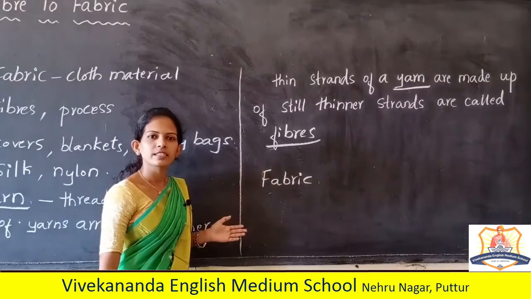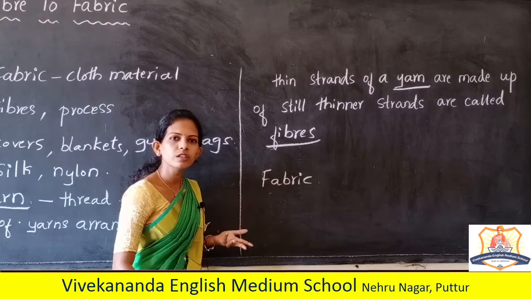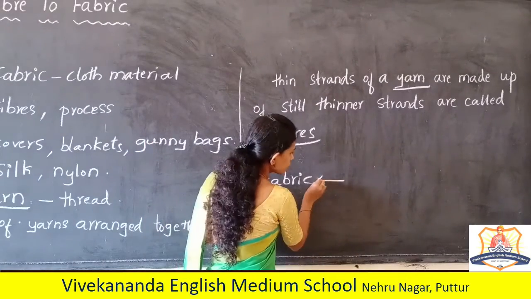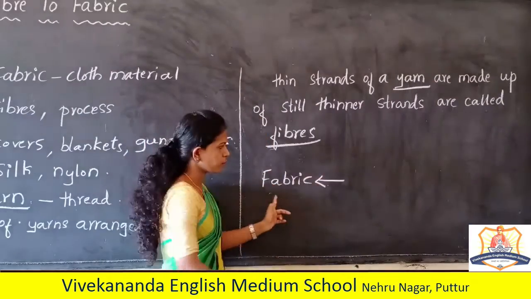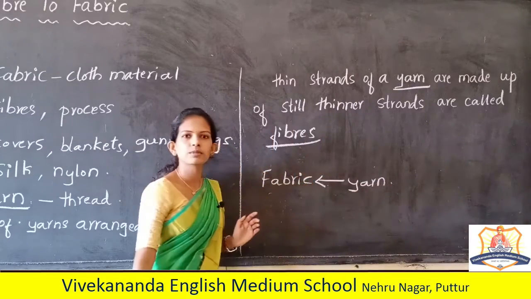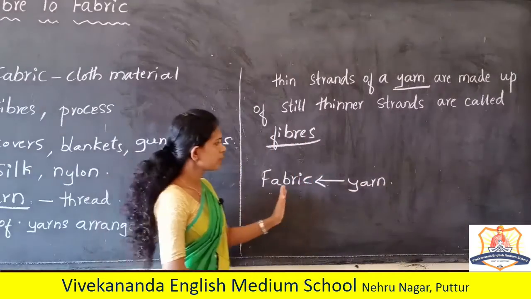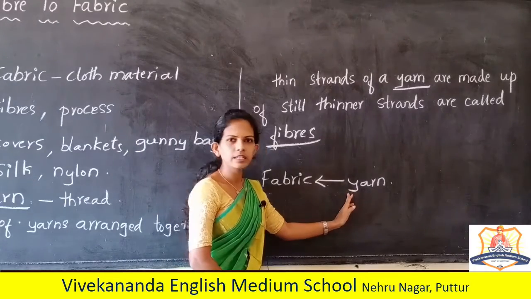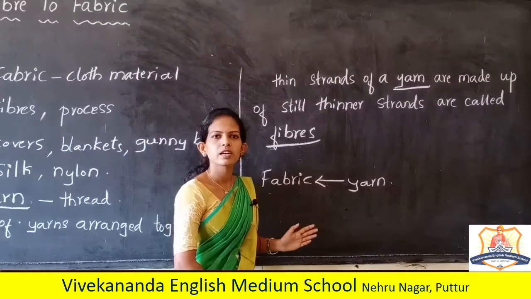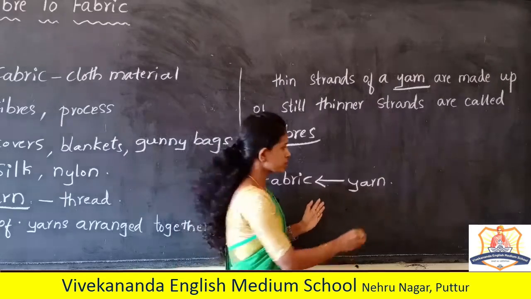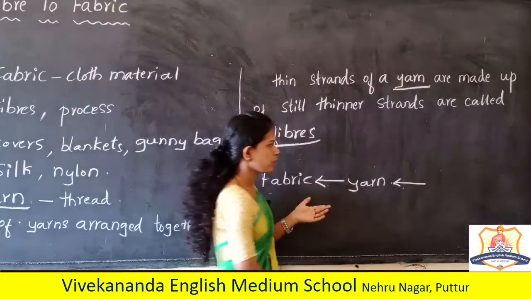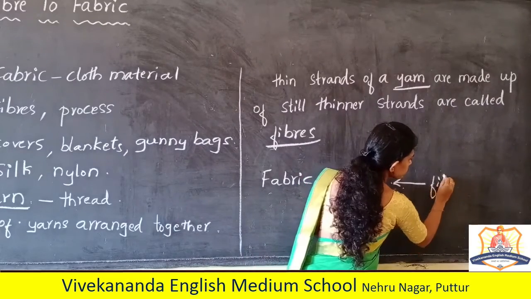Fabric, that is made up of what? That is made up of yarn. Okay, so fabric is made up of yarn. Yarn is nothing but thread. Then yarn is made up of thinner strands called fibers. So yarn is made up of fibers.